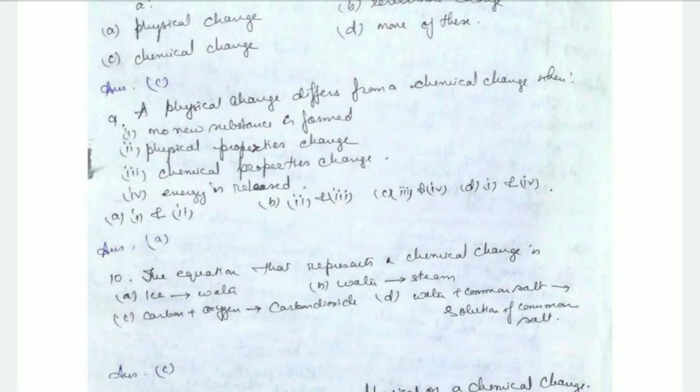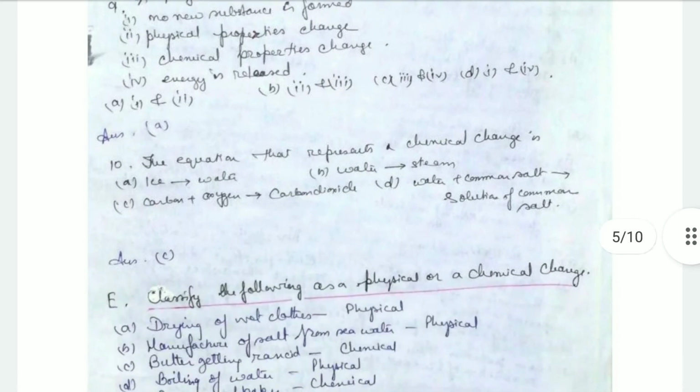So the third and the fourth case are not correct in this question. The first two options, that is no new substances formed and physical properties change, are selected for this answer. Then the equation that represents a chemical change is carbon plus oxygen gives carbon dioxide. That's an altogether different gas that is formed and has a different property than carbon and oxygen.